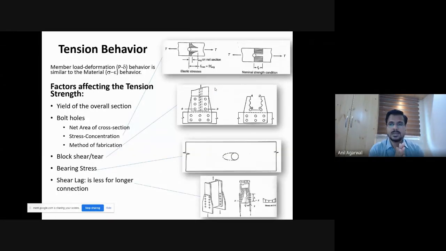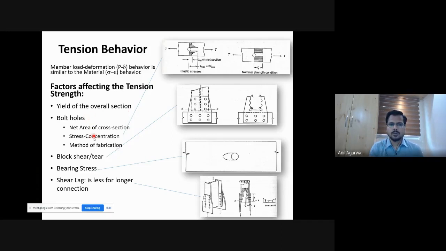So as I had mentioned, the 3 types of failures, or the strength limit state, may have 2-3 different manifestations as far as material is concerned, and 2 important ones are yielding and rupture. The limit states typically considered when we design a member for tension: one is yielding of the overall section. If you have a bar or a plate in tension, it has to be designed as if for the overall cross section against yielding.